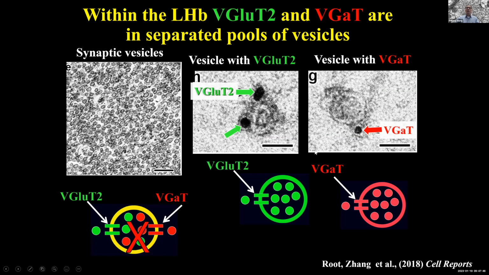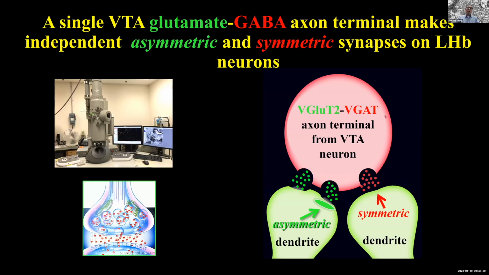So that means in the lateral habenula, VGluT2 and VGAT are in different pooled vesicles. And then we concluded that single glutamate-GABA axon terminals make independent asymmetric and symmetric synapses on the lateral habenula.